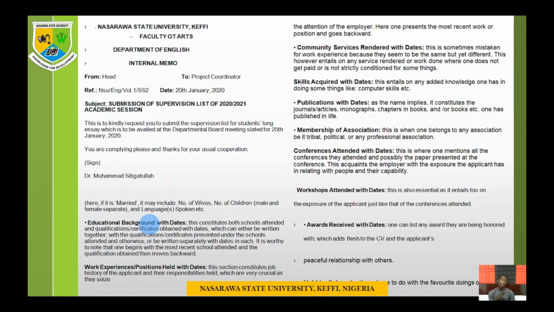This is different from work experiences. As community services, you even use your money to do them. But work experiences, you get paid. There are rules guiding it. For instance, a teacher in a government secondary school is officially recognized as a part of the government of that particular time, as the government is paying them.